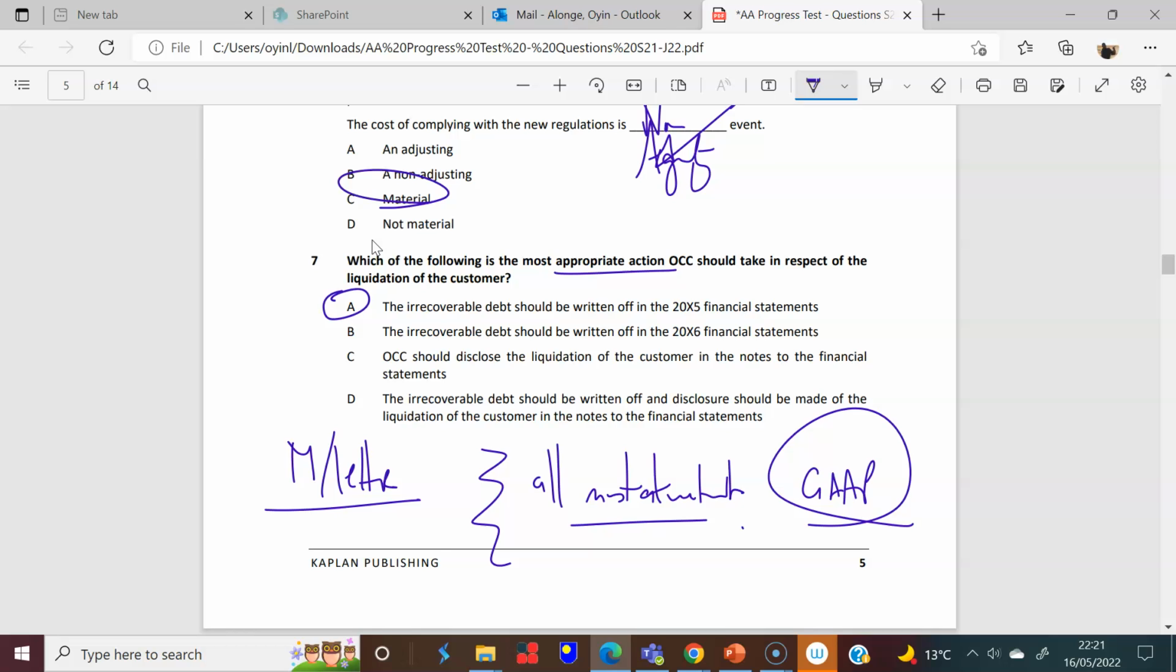In the year to the 31st of March 2005, it's just a normal regular debt. It's not material at all. It's minimal, quite irrelevant.